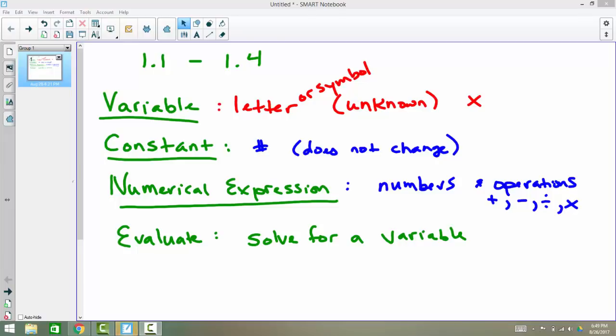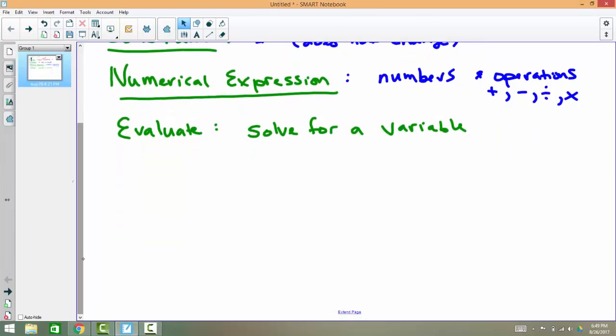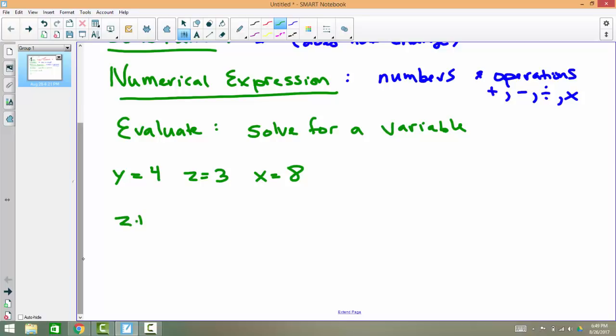So, I'm going to give you a couple problems to do. And we are going to say that y equals 4, z equals 3, and x equals 8. You are going to do z plus y, a totally different problem, x divided by y, and a totally different problem, x times z. So go ahead and hit pause and solve those three little problems.